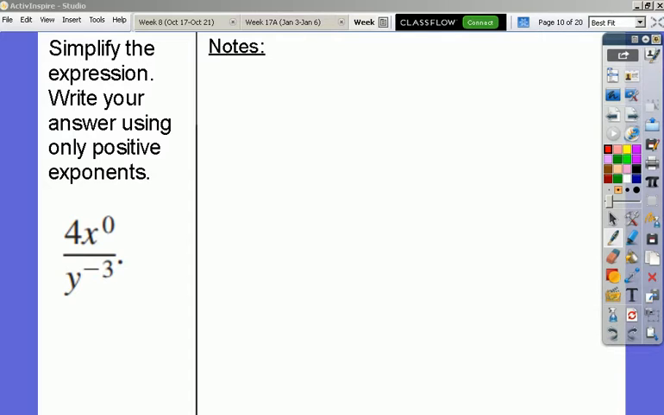What's the first thing you would do? Yes. Get rid of the -3. Yeah, you can do that. You could also make that a 1 first. It really doesn't matter where you start here, as long as you're taking care of the exponents first. Okay? So in this case, Brooke said, I'm going to bring that y to the 3rd to the numerator so I can make it positive.